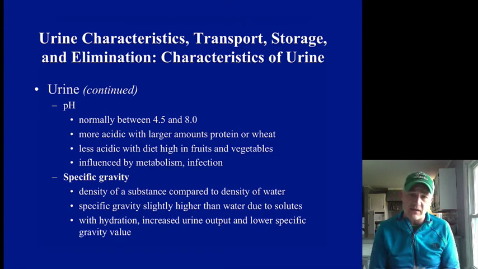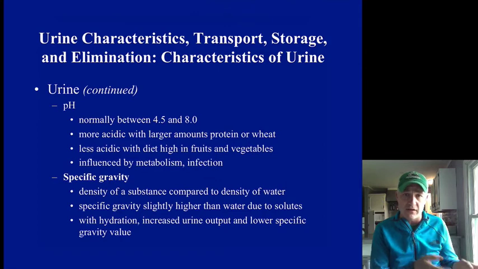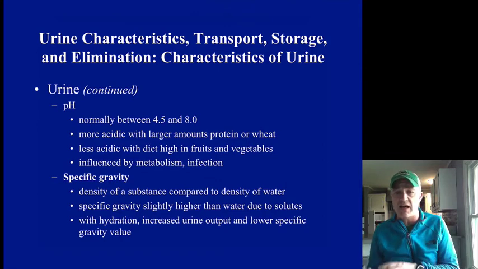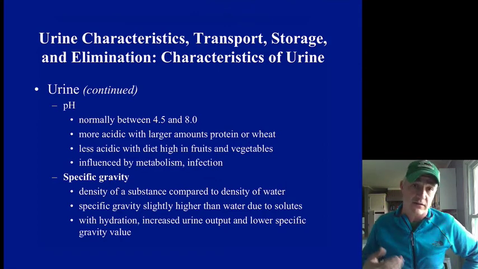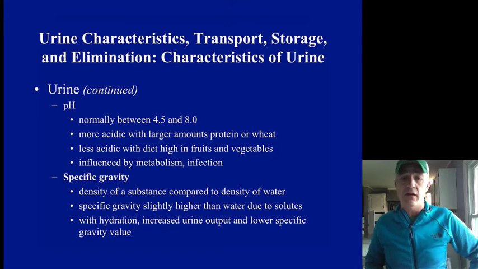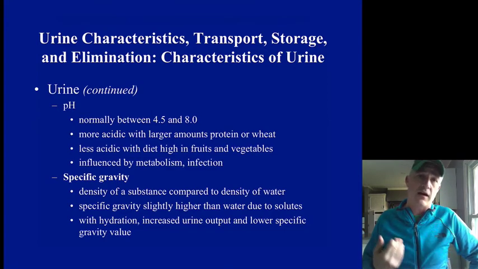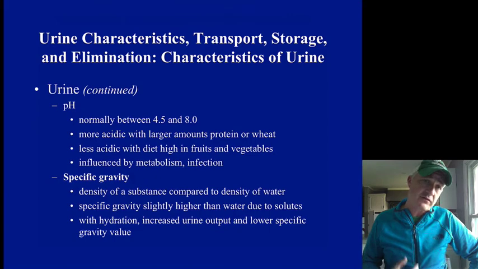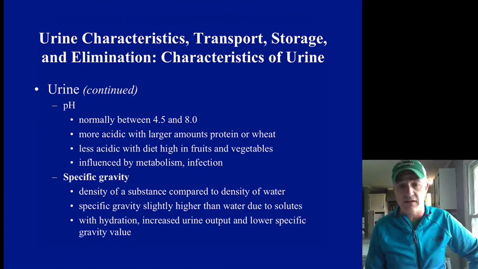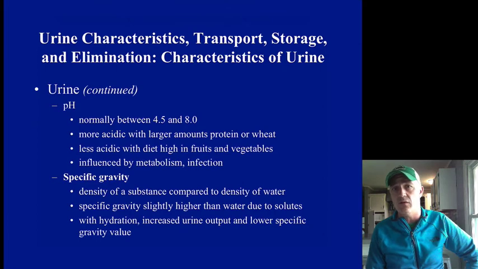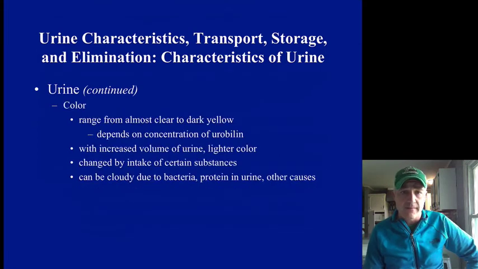Again, specific gravity is the density of the urine compared to water. It should be slightly higher due to the salt and creatinine and a few other things that are in there. Again, greater hydration will get you a lower specific gravity. If you're dehydrated, your urine tends to be more yellow or darker in color. It will also tend to have a higher specific gravity. Again, normal range 1.003 to 1.030.